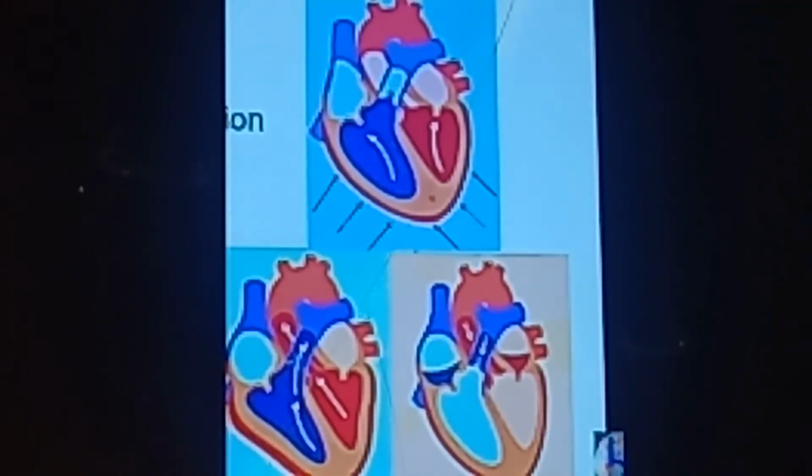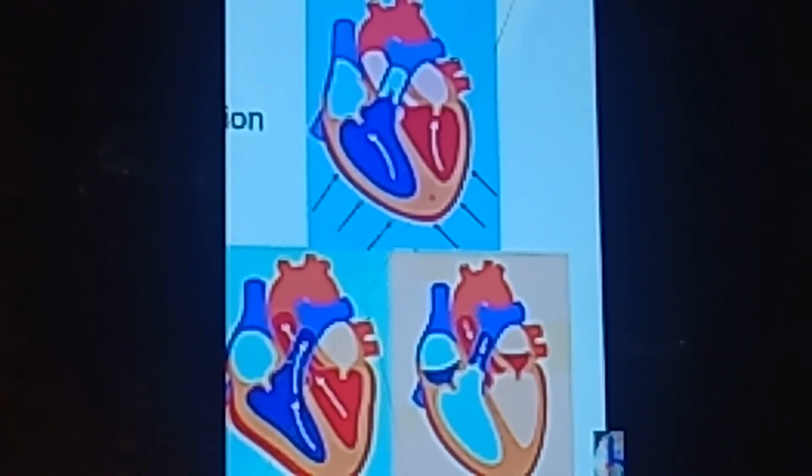Okay, listen. All see the diagram. The structure of the human heart. The heart is a muscular pumping organ that pumps blood into the blood vessels. The human heart is situated between the lungs, slightly tilted towards the left and above the diaphragm in the thoracic cavity. It's clear.